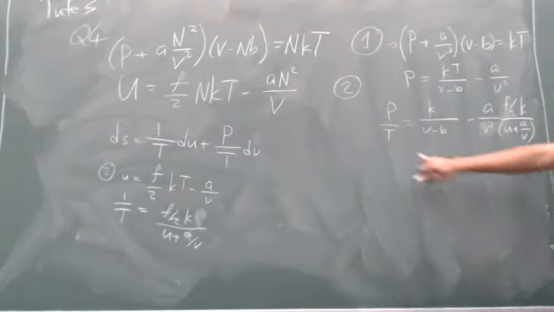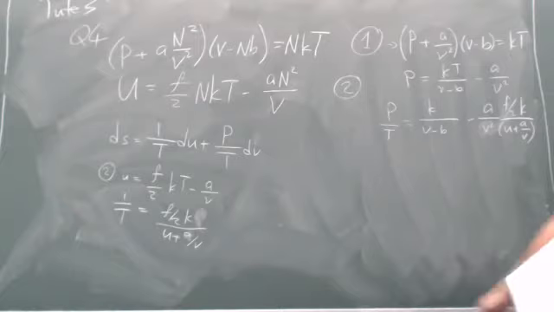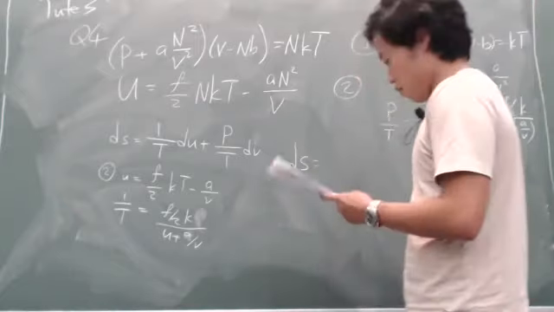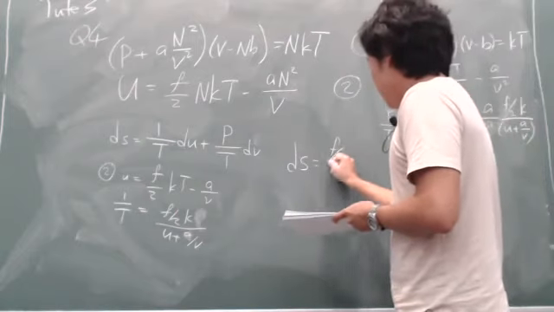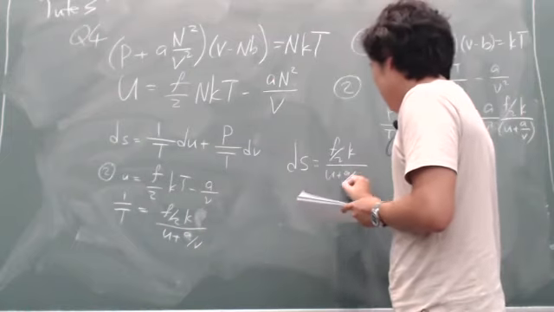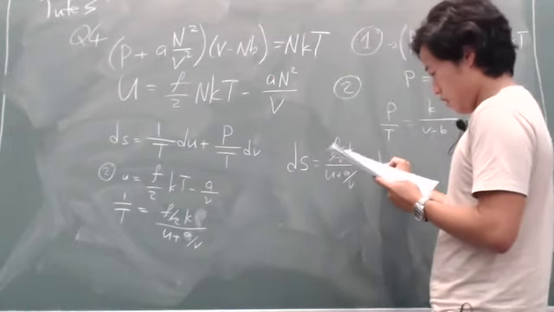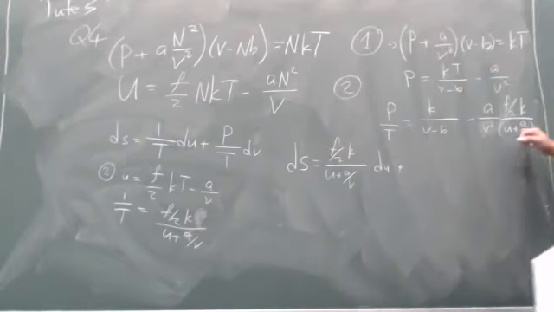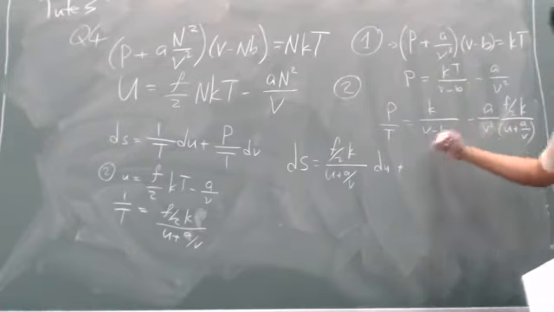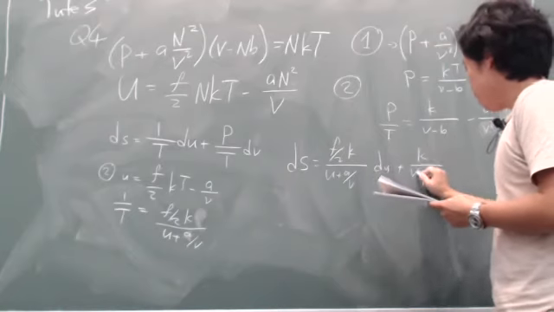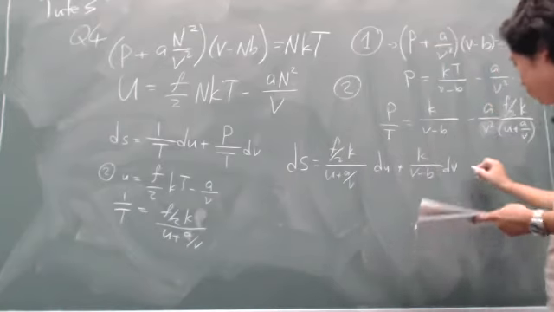Okay, so now we've got a p on t and we've got a 1 on t expression here. All we should have to do is sub it into there. So you get d little s is equal to f on 2k divided by u plus a divided by v, du, plus this whole thing there, but we're going to separate it into 2 terms. The first term is just going to be k divided by v minus b dv.